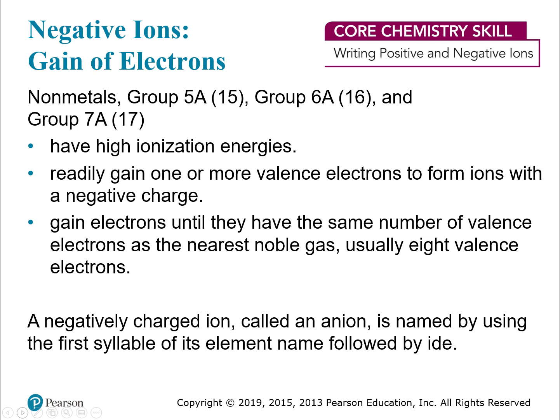Let's move on to negative ions. So negative ions are nonmetals, and they gain electrons. The nonmetals that we're talking about are in 5A, 6A, and 7A. To figure out their charge, you're going to take the group number and subtract 8. And that will give you a negative number.